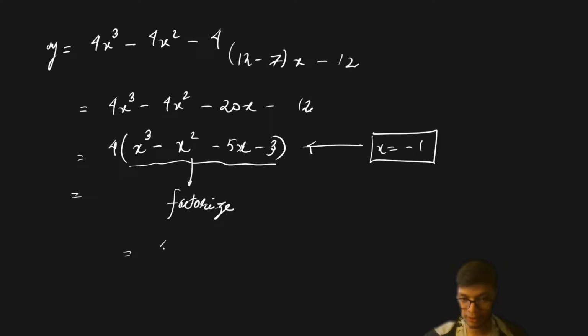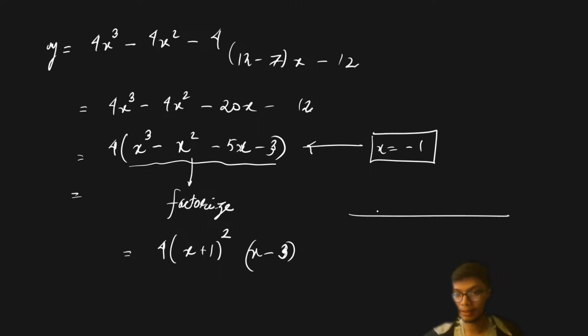So if you factorize this part, this is going to be 4 into x plus 1 and plus minus 1. x equal to minus 1 is going to be a repeated root. So x plus 1 whole square into x minus 3. Therefore, it will give you the idea that it is going to be a cubic equation like this and like this.